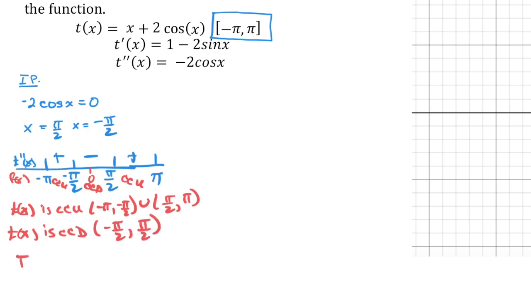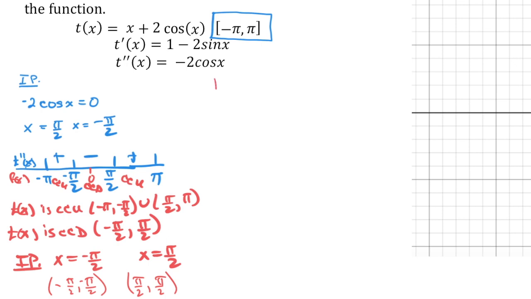And then do we have inflection points? Yes, we do. And those inflection points occur when we have x equals negative pi over 2 and when x equals pi over 2. Figure out the y values for those using your x plus 2 cosine x. Once you have those 2 points, next we should probably think about the first derivative or even the function.